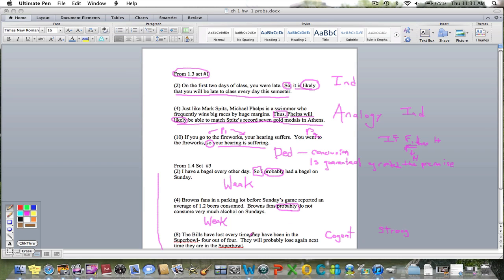Now, if you don't know football, you probably don't know this, but the premise here that the Bills have lost every time they've been in the Super Bowl, 4 out of 4, is actually true. So, not only is the argument strong, which is the logical question here, but the premise is true as well, so the argument fires on all cylinders. Uncertainty notwithstanding, the argument has good reasoning and the premise is true, and so we say it's cogent.